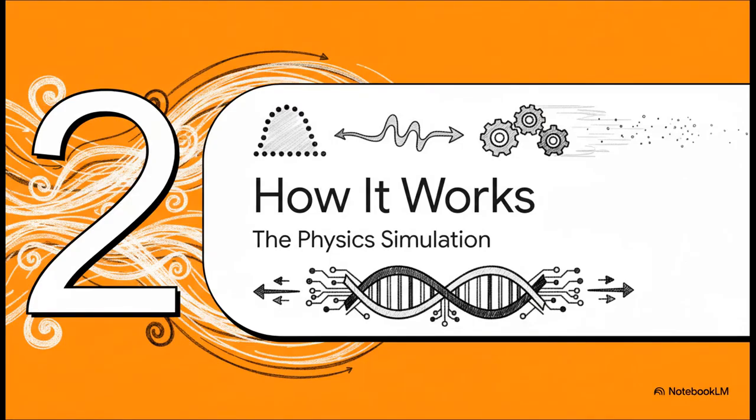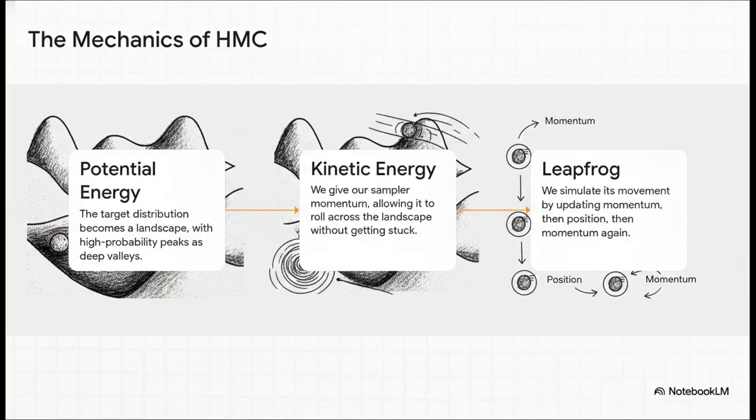Okay, so how does this actually work? How do we take a statistical distribution and turn it into a physics simulation? Let's pop the hood and see what's going on. It's a pretty beautiful combination of ideas. So it's basically a three-step dance. First, we set up the landscape. We treat our probability distribution as a potential energy surface, where the spots with high probability are like deep valleys. Second, we introduce kinetic energy. We give our little puck a random push, some momentum, so it can actually roll across the landscape. And finally, we use this clever simulation trick called the leapfrog integrator to map out its path, updating its momentum, then position, then momentum, over and over.